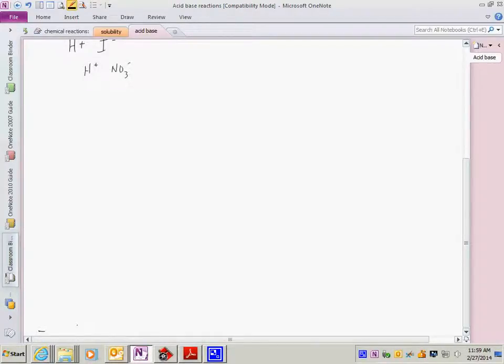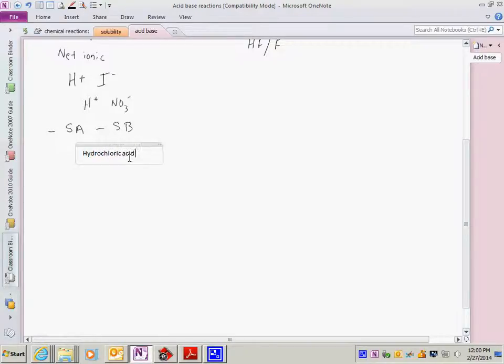One of the more typical ones would be something where we have a strong acid reacting with a strong base. In this case, we would have, let's say, HCl. I'm just going to type this in here. We could do, word-wise, hydrochloric acid is mixed with sodium hydroxide.